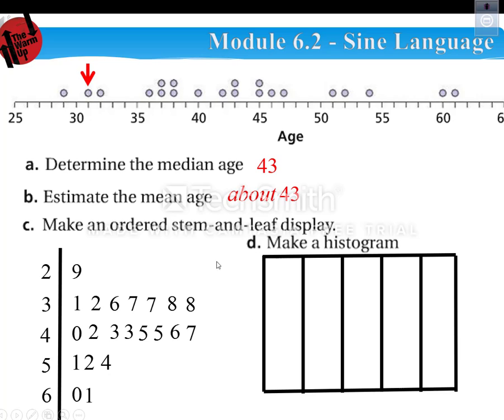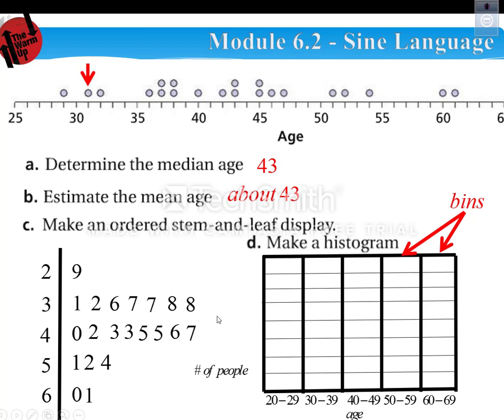Okay. Now when it comes to the histogram, I did age, and then on this side, however many people. So we got all the way up to 8, I believe. So 1 for 20 to 29, 7 for 30 to 39, 8 all the way to 49, and 3, then 2. How'd you guys do?